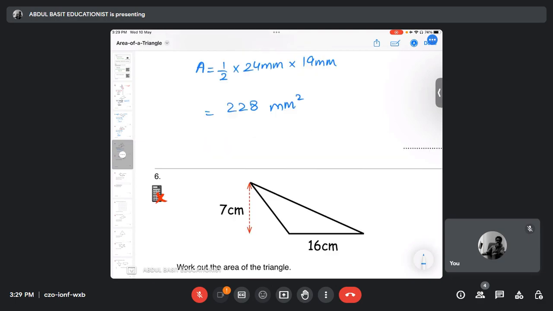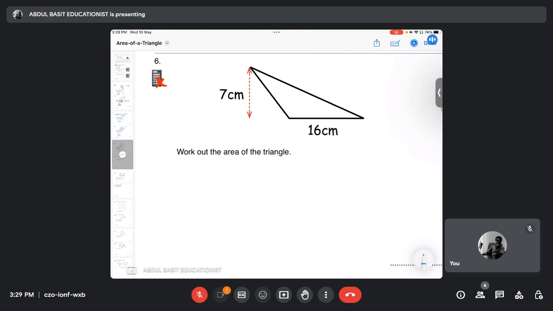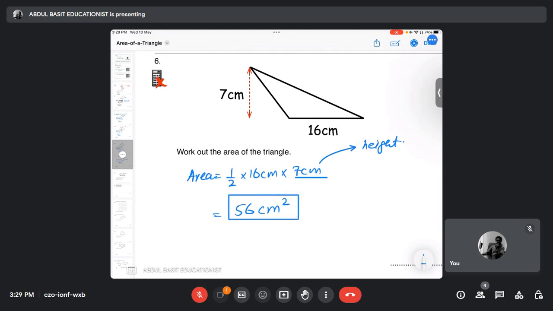Yes, sir. Okay, now please try this question on your own. Area is equals to half of 16 centimeter times 7 centimeter, because 7 centimeter is the height given to us in the question. So it's 7 eights are 56 centimeter square. Is this right, everybody? Yes, sir.